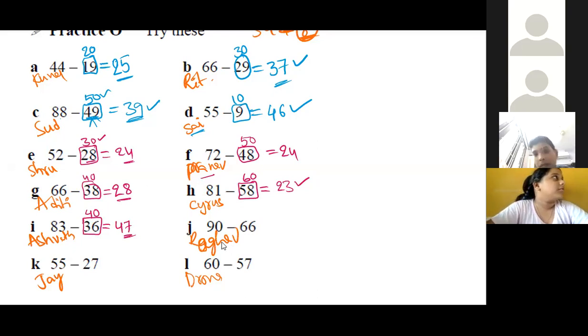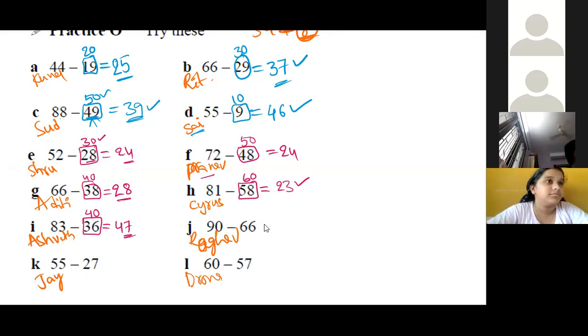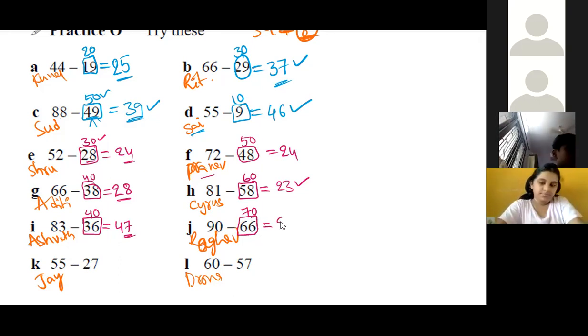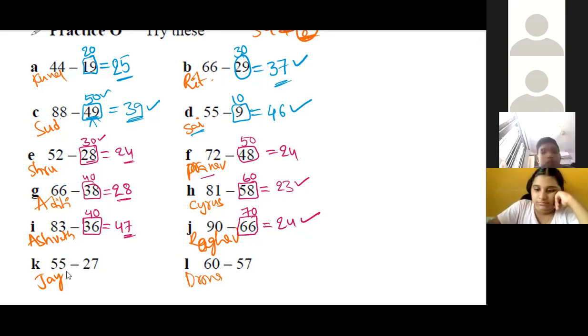Raghav. Yes, sir. Yeah, proceed. 90 minus 66. Sir, as one number is already in 10 form, can you directly subtract? This is okay, but this is not. Yes, sir. 66 will become 70. Consider it as 70 simple. Yes, sir. 90 minus 70 is 20. 20 plus 4 is 24. 24. That's okay.